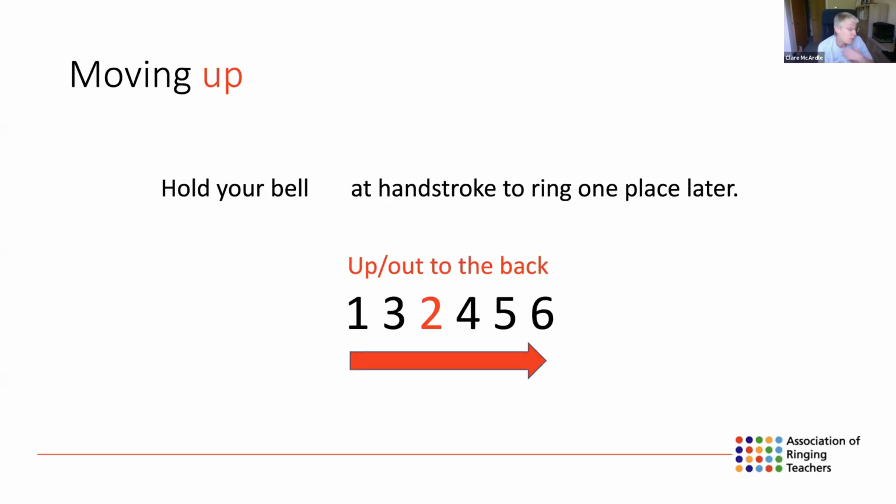So to move up, you need to hold your bell up at hand stroke to ring one place later. Put more energy into the backstroke immediately after the conductor has called the change to make the bell swing higher and strike later. Allow the sally to rise and ring after the bell that was following you. This is the change after rounds from 2's point of view, and 2 has moved up to ring after 3.